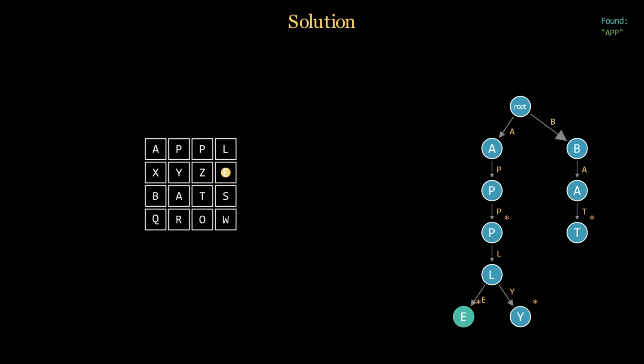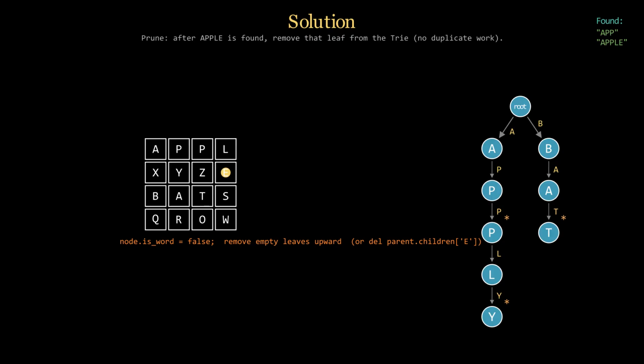We have already spelled apple on the board. Many implementations prune the tree now, clear the word flag at the leaf or remove the leaf so we never emit the same word twice. If a node loses all children, delete it on unwind. Here the branch that ends in E for apple disappears after we add apple to the answer list.